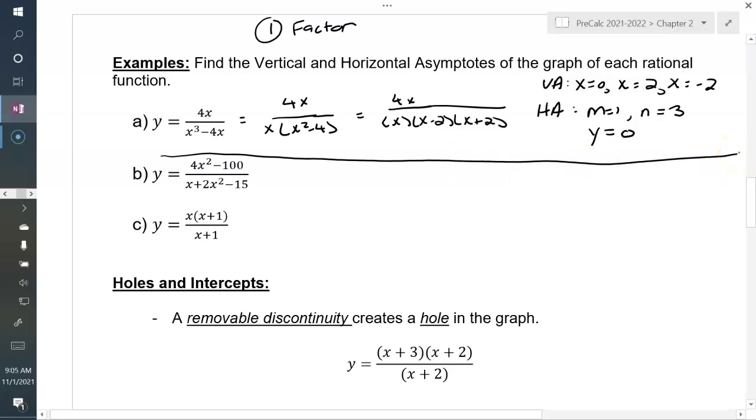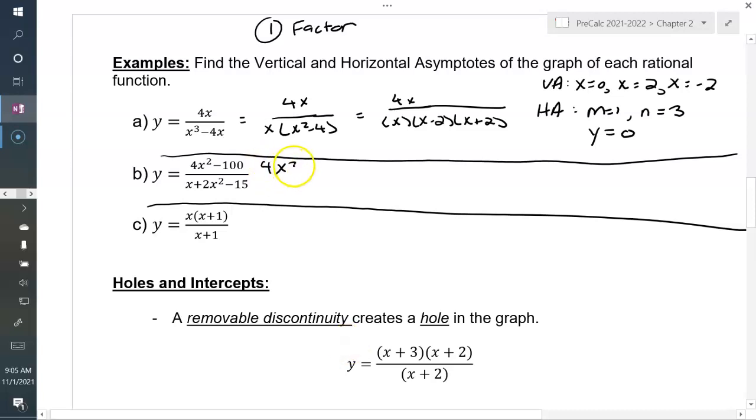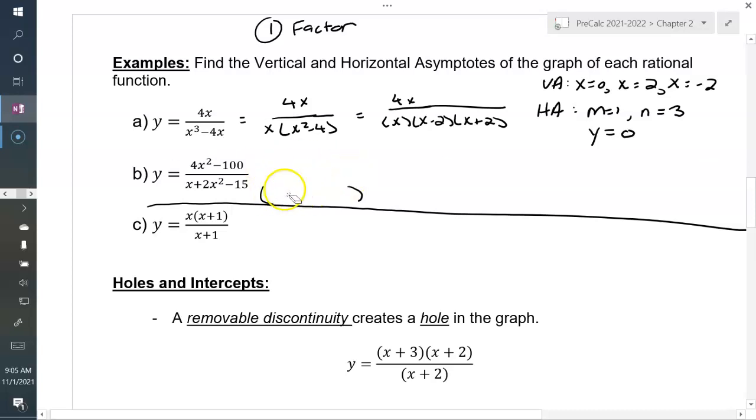All right, next one. Again, factor everything that you can. We don't really need to worry about factoring the numerator for this one, so we'll just leave the numerator as it is, although it is factorable. Oh, wait a minute, look at that. Be careful. I want to rearrange.